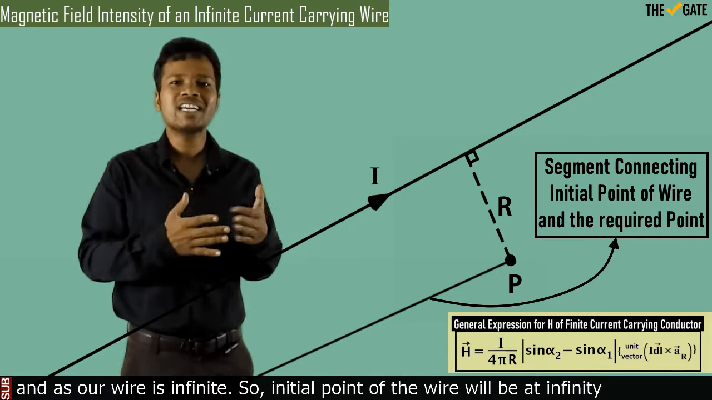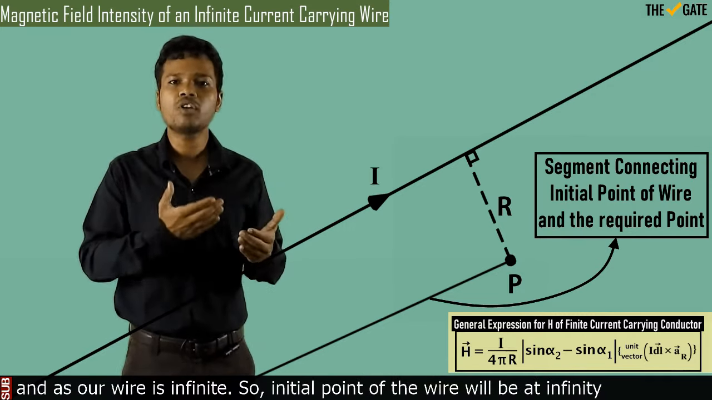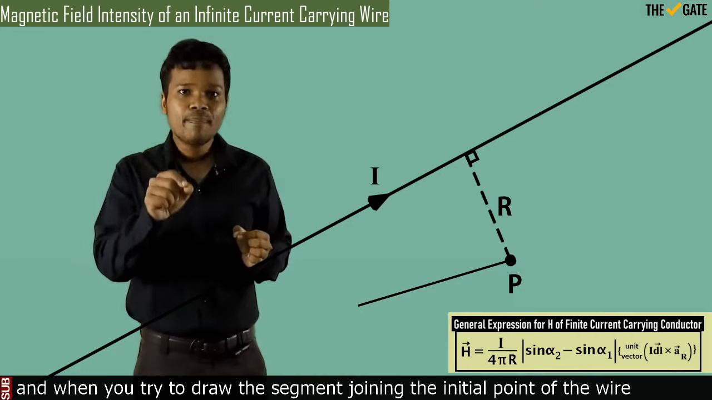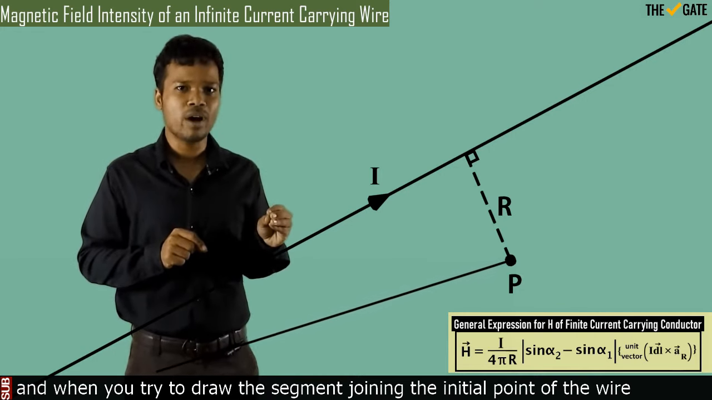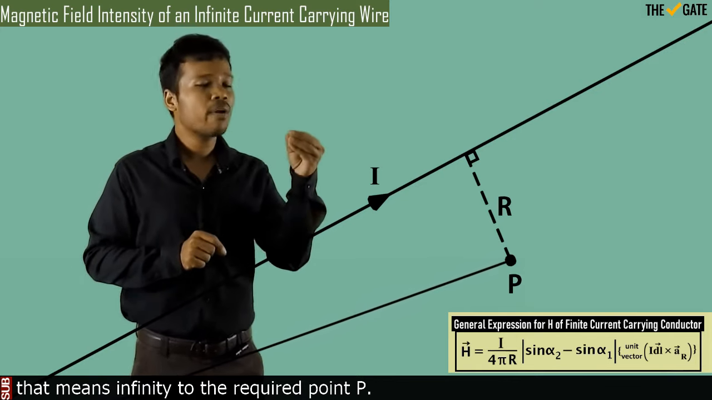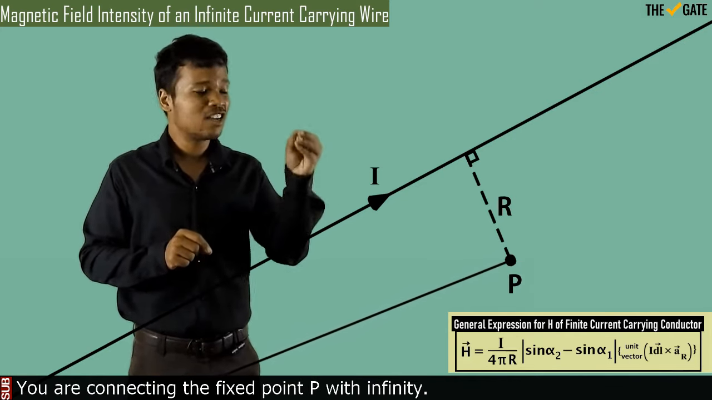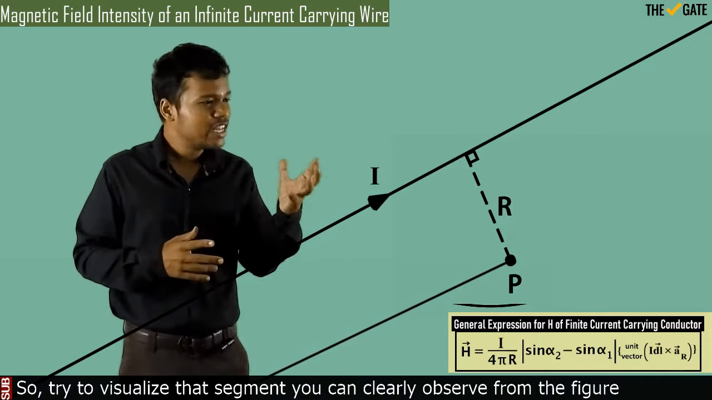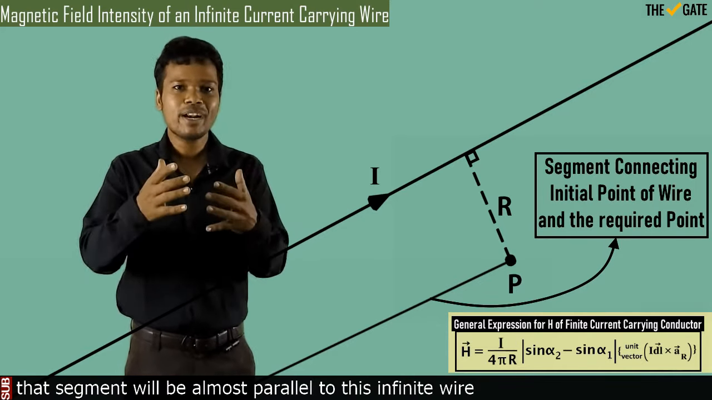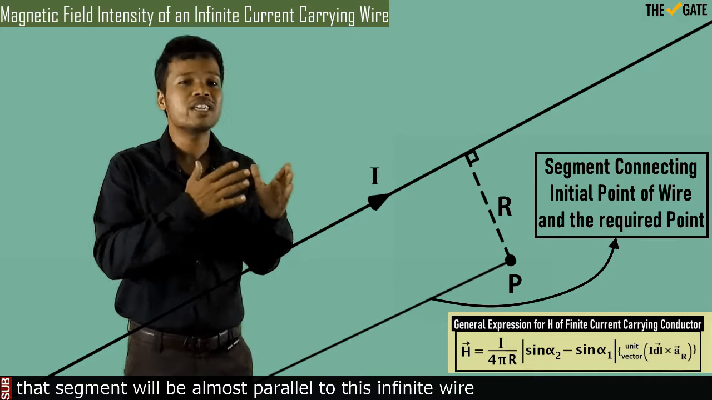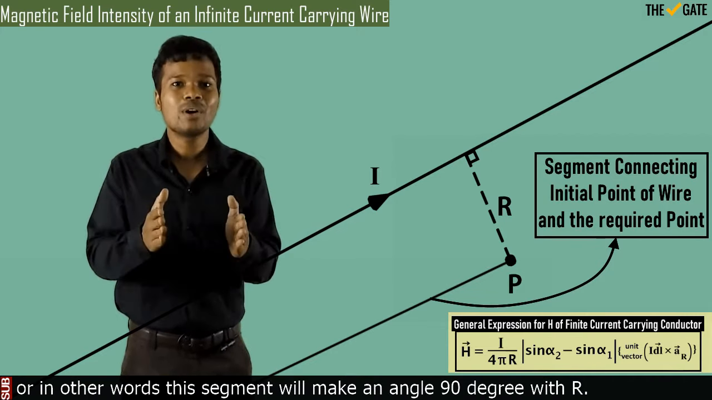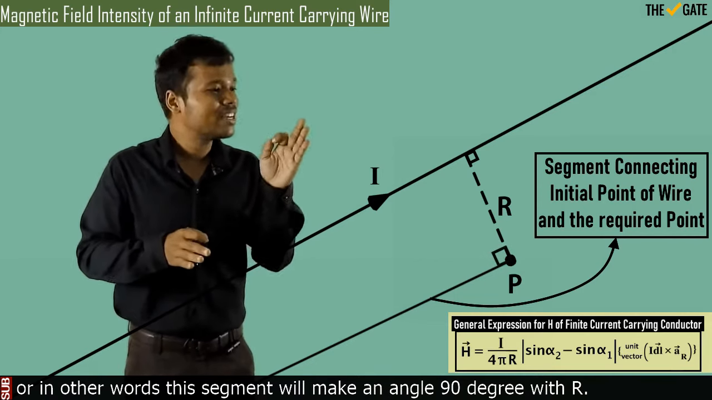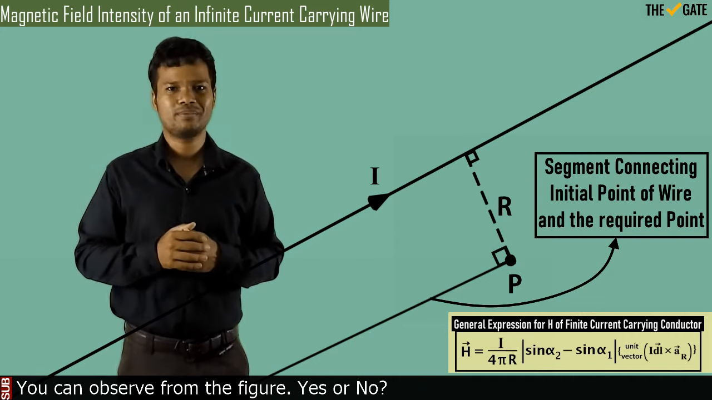And as our wire is infinite, so initial point of the wire will be at infinity. And when you try to draw the segment joining the initial point of the wire, that means infinity, to the required point P, you are connecting the fixed point P with infinity. So try to visualize that segment. You can clearly observe from the figure that segment will be almost parallel to this infinite wire. Or in other words, this segment will make an angle 90 degree with the capital R. You can observe from the figure. Yes or no?